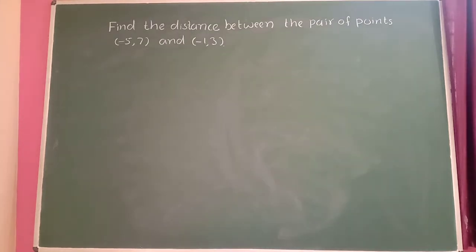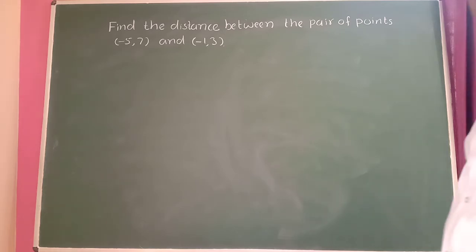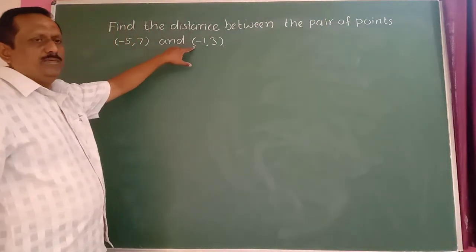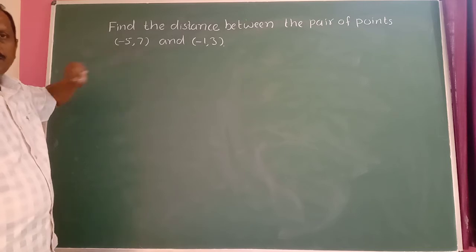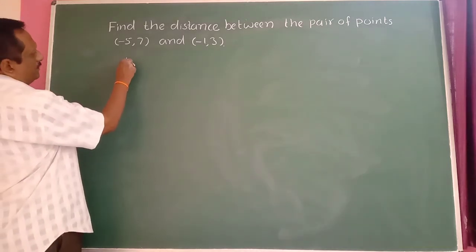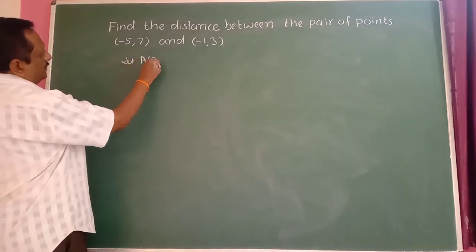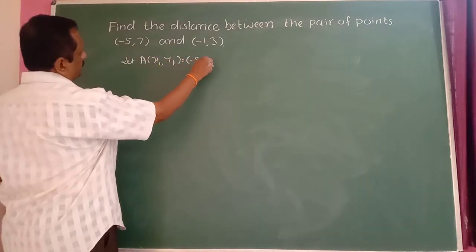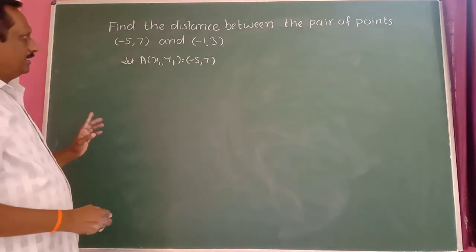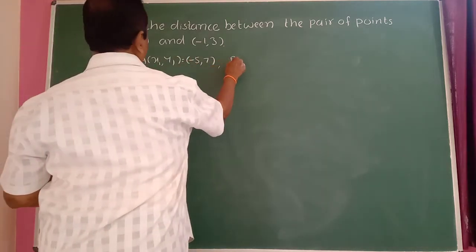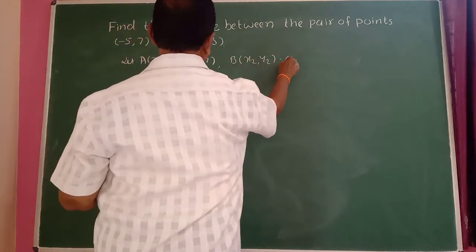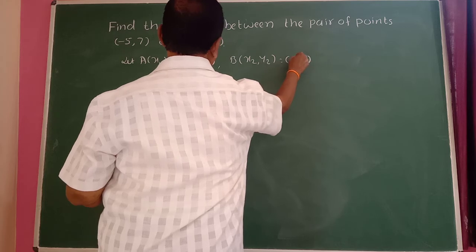So one more example here. Find the distance between the pair of points minus 5, 7 and minus 1, 3. ಇಲ್ಲಿ ಸಹಿತ ಎರಡು ಬಿಂದುಗಳಿದಾವೆ, ಆ ಎರಡು ಬಿಂದುಗಳ ನಡುವಿನ ದೂರವನ್ನು ನೀವು ಕಂಡುಹಿಡಿಯಬೇಕಾಗಿದೆ. ಹಾಗಿದ್ದರೆ ನಾವೇನು ಮಾಡೋಣ, ಒಂದು ಪಾಯಿಂಟ್ A ಅಂತ ತಗೊಳ್ಳೋಣ. x1, y1 is equal to minus 5, 7 ಅಂತ ಕನ್ಸಿಡರ್ ಮಾಡೋಣ. ಇನ್ನೊಂದು ಪಾಯಿಂಟ್ B ಅಂತ ತಗೊಳ್ಳೋಣ. B into bracket x2, y2 is equal to minus 1, 3.